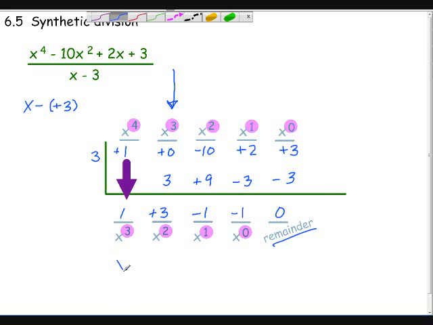This tells me that my quotient is a factor, and this was a factor of the dividend. All right, so I've got 1x cubed plus 3x squared minus 1x minus 1. And I could write that as factors because it did go in evenly.